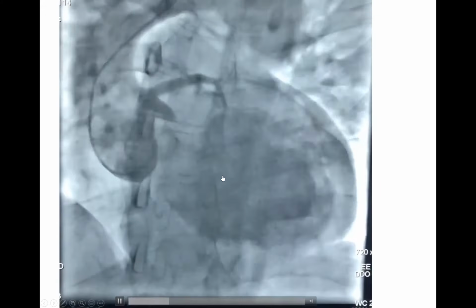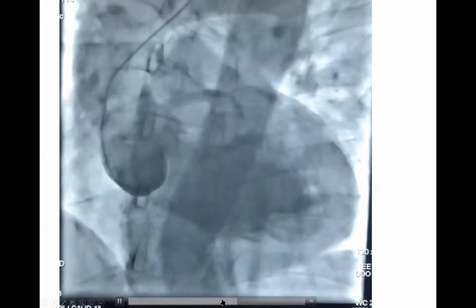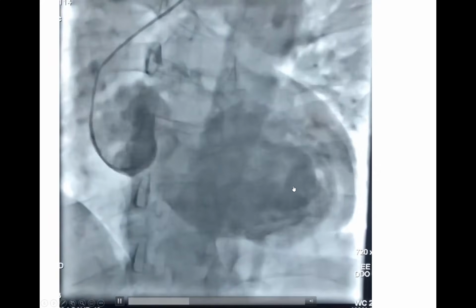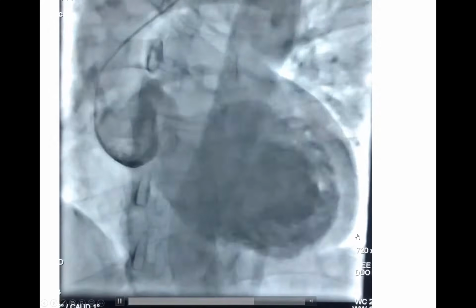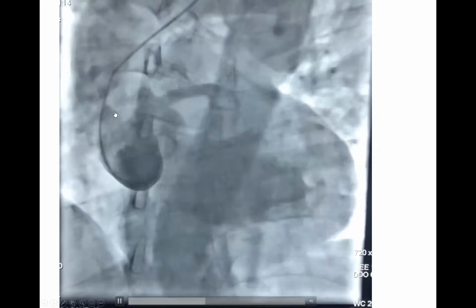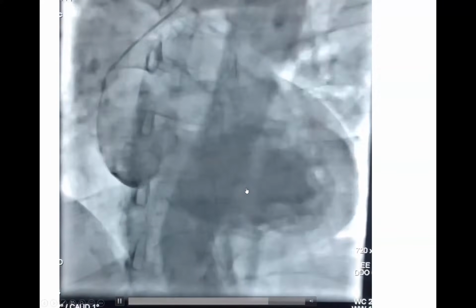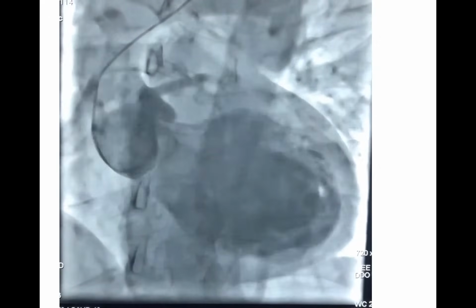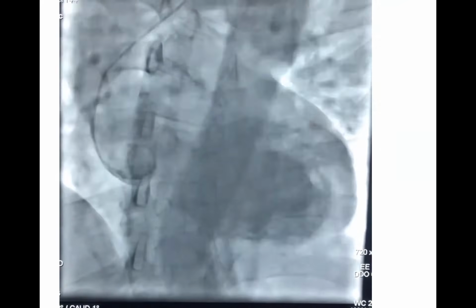Importantly, it fills within 1 beat. If you look at it again, it fills within 1 beat, so it fills very quickly. For those two features, filling quickly within 1 beat and as dense as the ascending aorta, probably a little more dense, that's at least a 3+ aortic insufficiency. So that's severe AI, okay?